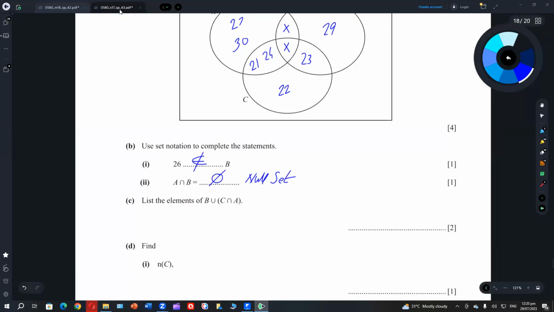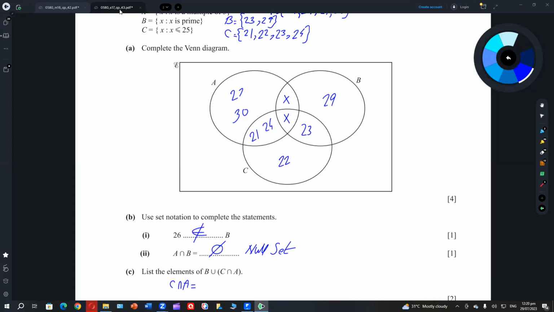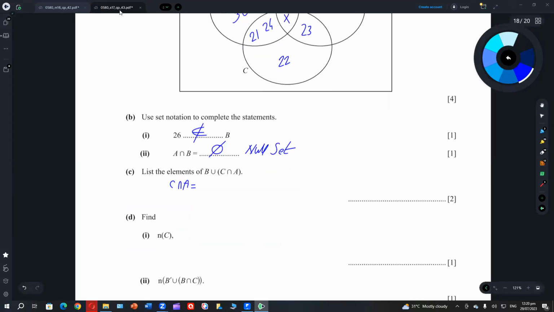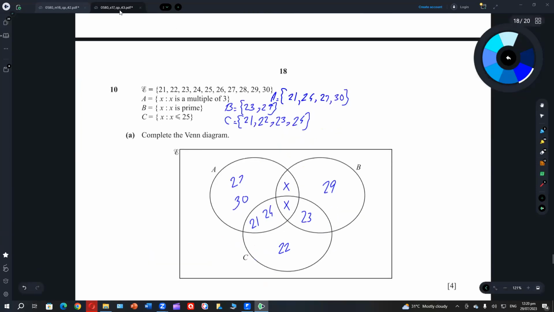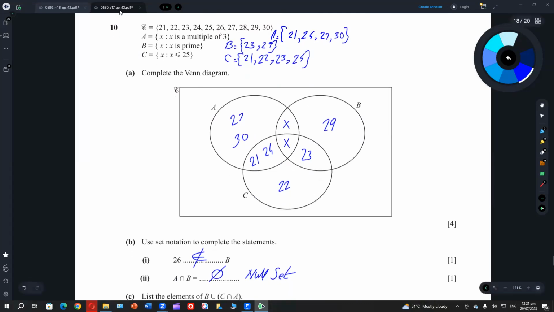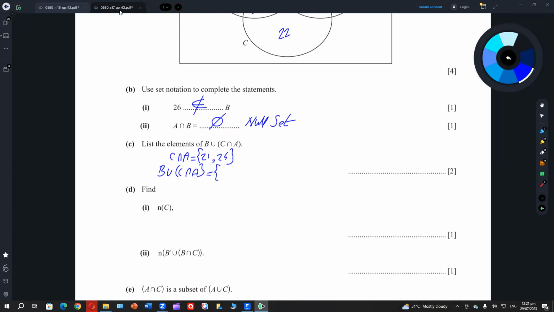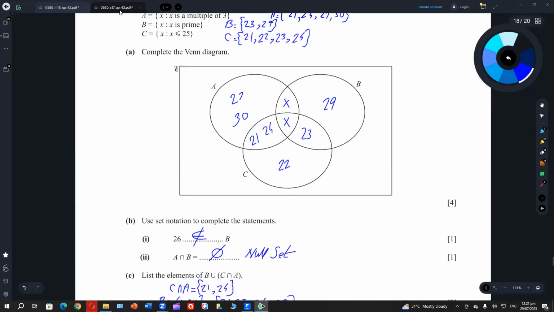First of all, what is C intersection A? Similarities between C and A. Common between C and A. So what is common between C and A? 21 and 24. Now unite it with B. 23 and 29. If you unite it, we get 21, 23, 24, and 29. U means combine. Yes. You have copied the sets A, B, C, right?